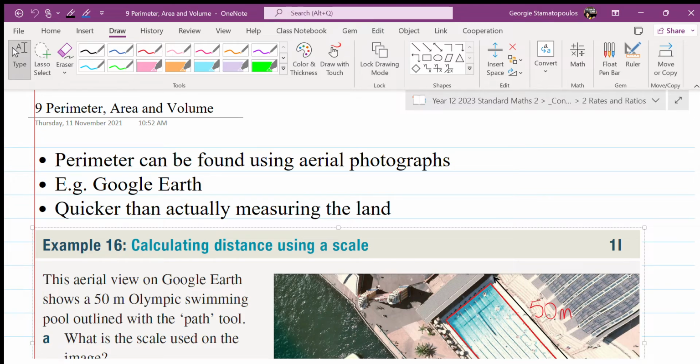Okay, perimeter, area and volume. So, this is looking at using things such as aerial photographs to find distances. When we've got, the most common one being Google Earth, it's quicker than actually measuring the land. Who wants to go out there and actually do all that work when you can utilize other things at your fingertips?